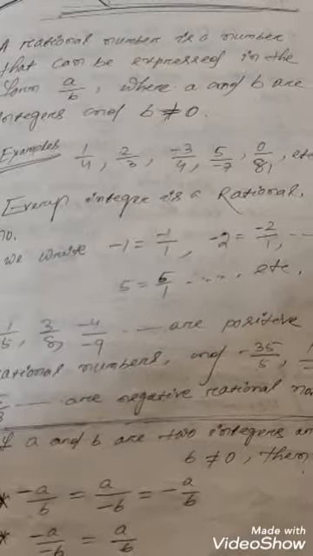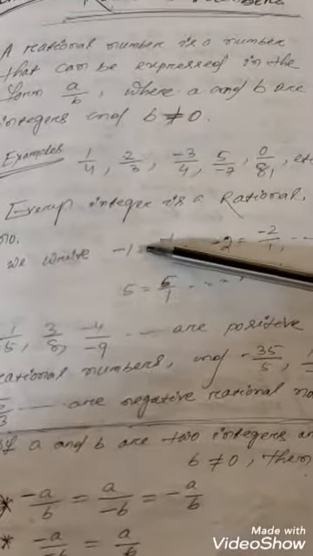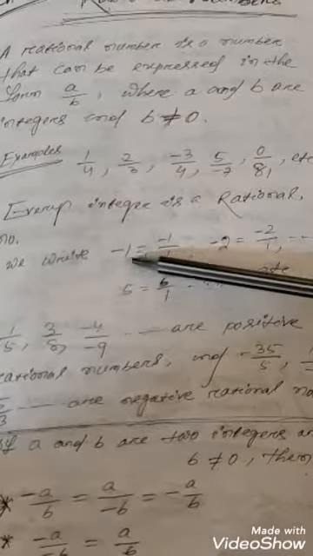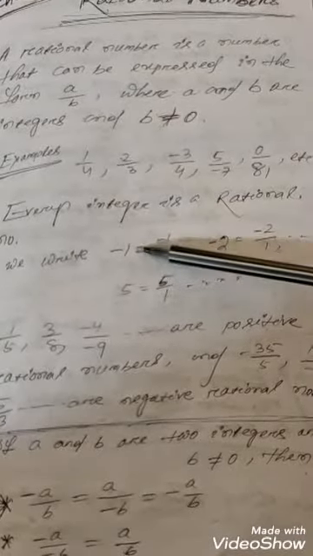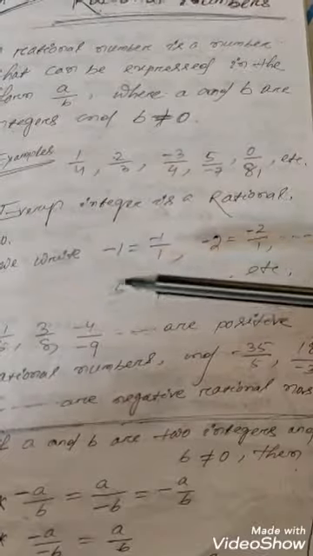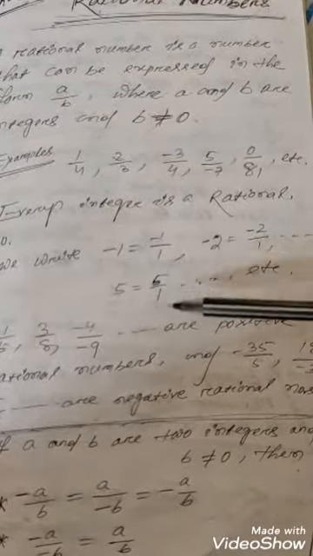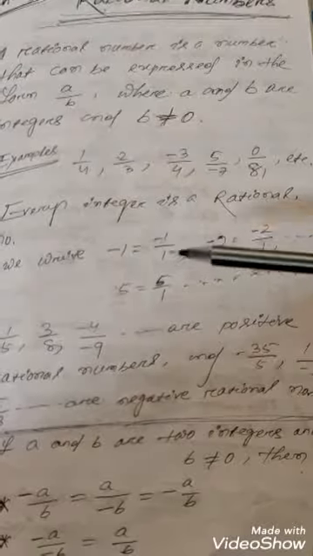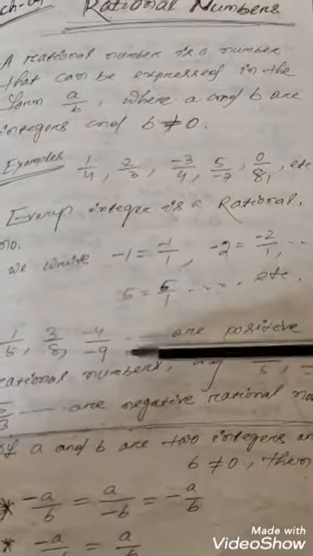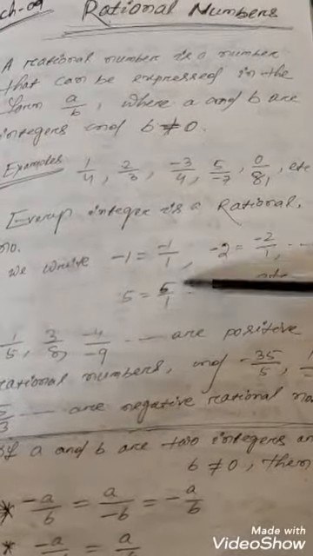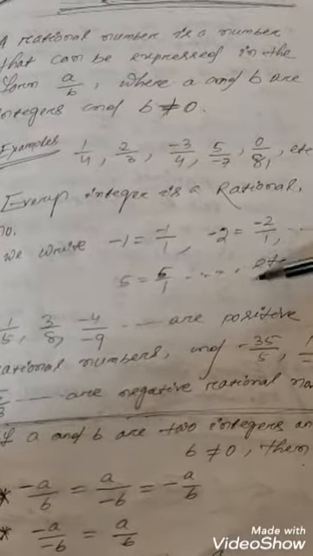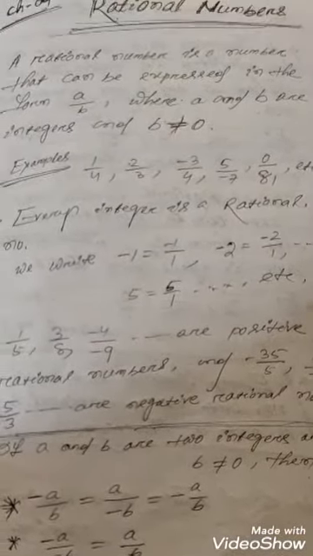Then suppose we write minus 1 equal to minus 1 by 1. Any integer divided by 1 is the same as the number. Minus 2 is written as minus 2 by 1, and the number 5 is written as 5 by 1. The value of 5 and 5 by 1 is the same. So every integer is a rational number because we can write the integer with denominator 1.